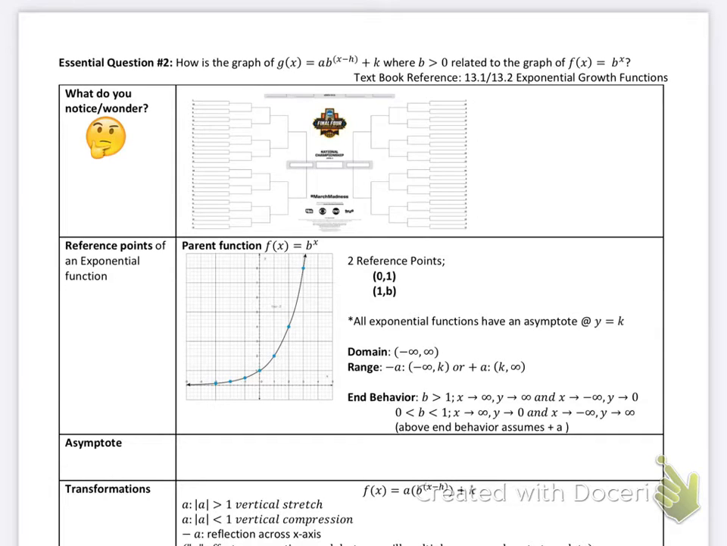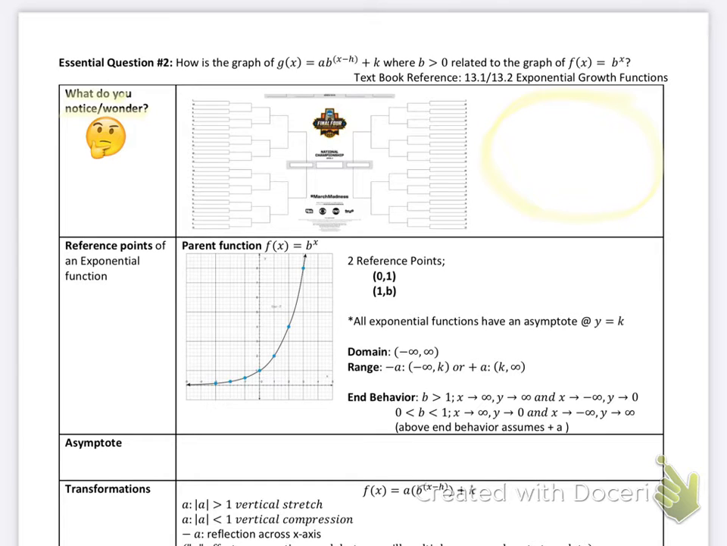Good morning, everyone. I am so excited that you are here today to talk about exponential growth and exponential decay functions. So before we get started, let's look at this first box. I'm asking here, what do you notice or wonder about this first box? Go ahead and, in the side box right here, write down what you notice or wonder.